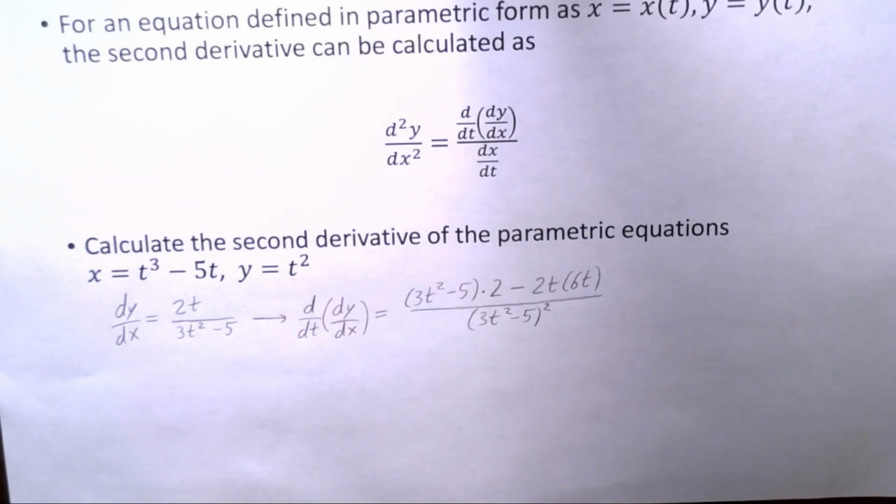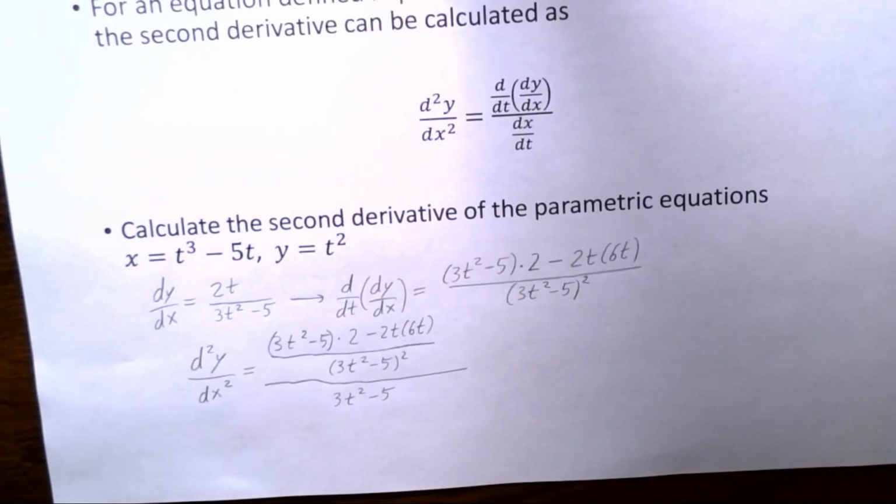Applying the quotient rule to that derivative gives us, by the good old rule of high d low minus low d high over low squared, (3t squared minus 5) as low times (2 minus 2t), which is high, times 6t, which is the derivative of low, over (3t squared minus 5) squared. We will then have to take this and divide by dx/dt. Using this rule and dividing by dx/dt gives that.